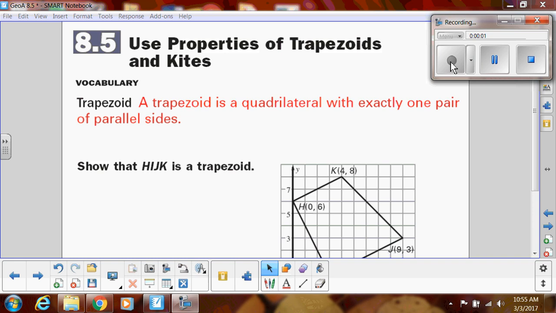Okay, we're doing our last types of quadrilaterals. So in this video, we're talking about trapezoids and kites. A trapezoid is a quadrilateral with exactly one pair of parallel sides. So that means I have one and only one pair of parallel sides.